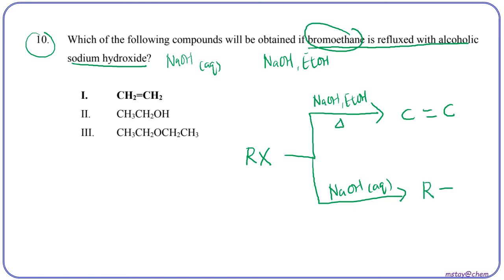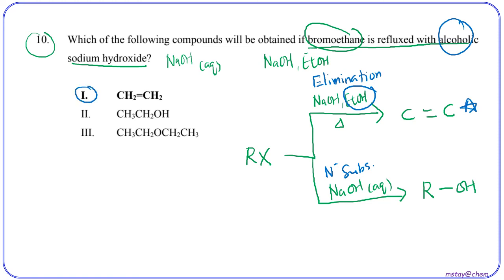The halogen will be replaced by the alcohol. So we remark over here as well: the type of reaction for the first is elimination. If haloalkane reacts with aqueous NaOH, it is nucleophilic substitution. Alcoholic refers to ethanol, so from here we know that alkene will be produced. So option 1 is the answer.